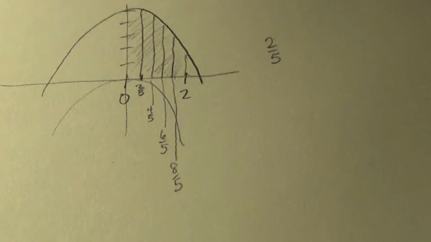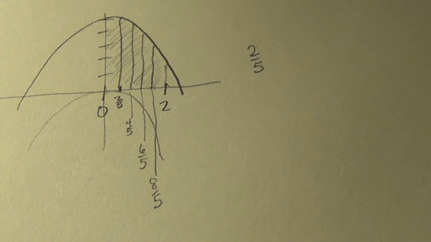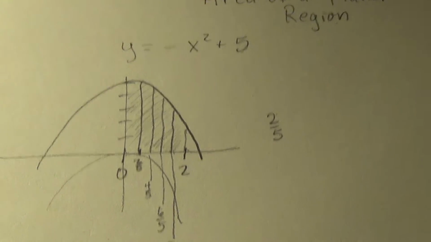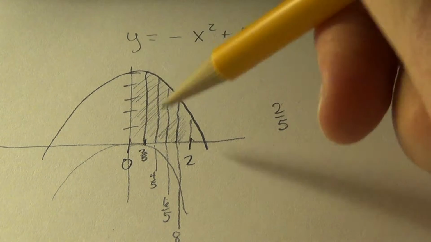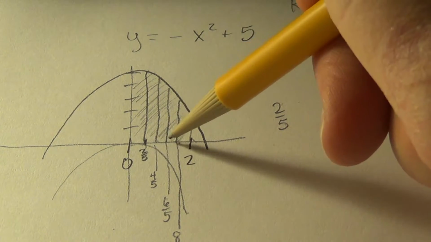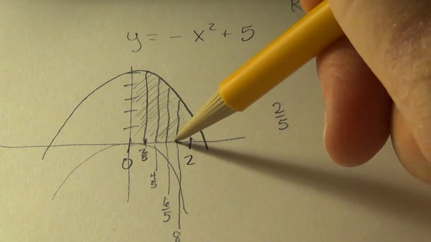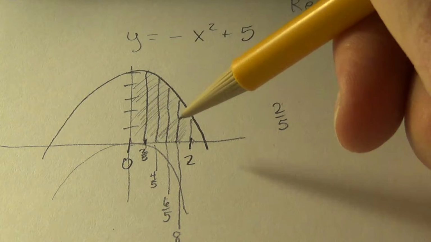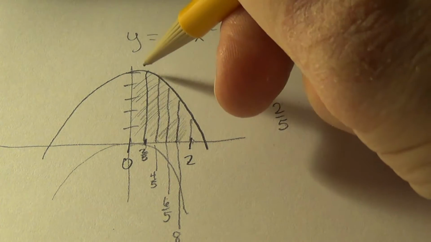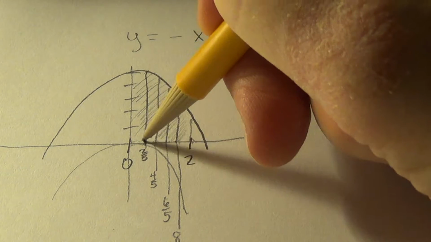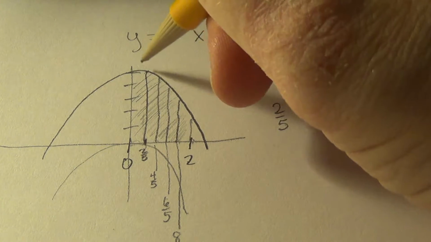I didn't leave myself much room to write those numbers, so I just used those lines to point to that. What I mean is, the x values are 2/5, 4/5, 6/5, 8/5, and 10/5, which is 2. All right, so I am going to take this rectangle and go to the right side of it.